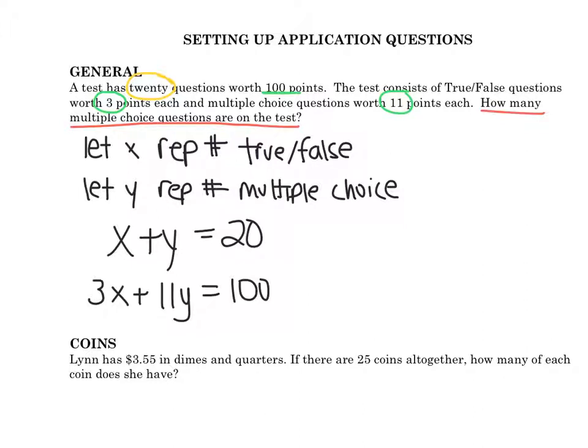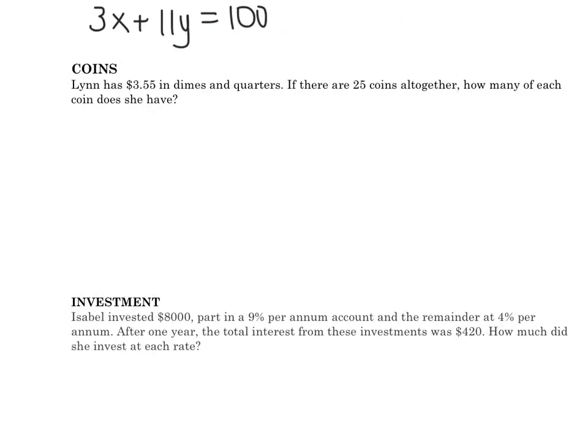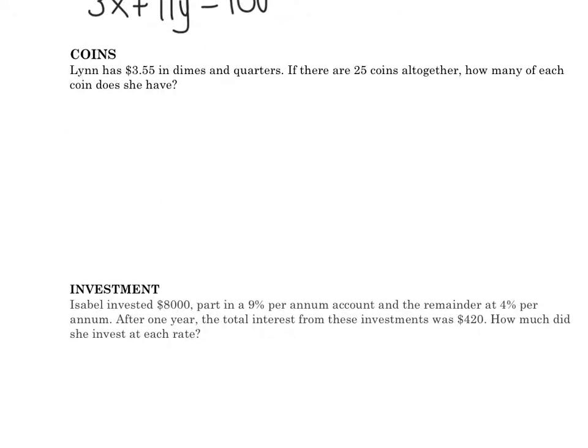Okay, the next type of question we're going to look at is coins, which you saw in grade 9, so it should be a little bit more familiar. Lynn has $3.55 in dimes and quarters. If there are 25 coins altogether, how many of each coin does she have? So let d represent the number of dimes, let q represent the number of quarters, because that is what the question is asking me for.